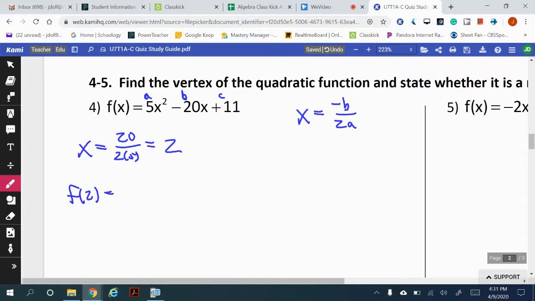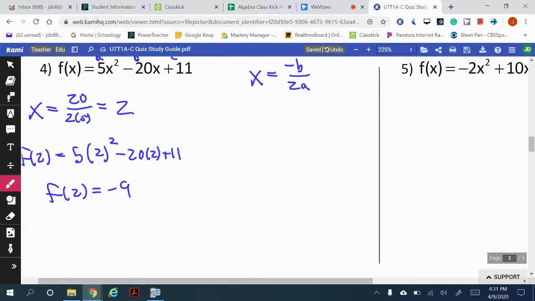So substituting 2 for x, f of 2 gives me 5 times 2 squared minus 20 times 2 plus 11. And if we do the math, what that will give me is negative 9. All right, you don't need to see me work through all the order of operations because honestly, you should probably just plug that in your calculator and get negative 9, but also always double check and make sure it makes sense. So that gives me a vertex of 2, negative 9.